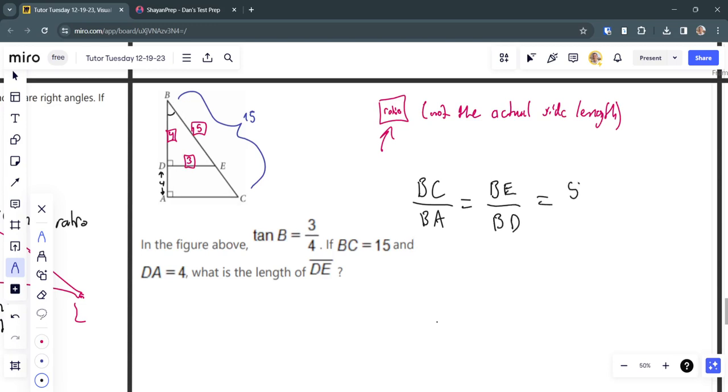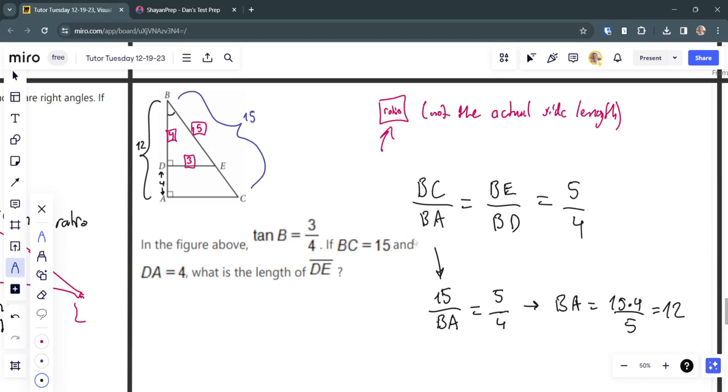And we know that that's equal to 5 over 4. We also know that BC is equal to 15, so we can say 15 over BA is equal to 5 over 4. And then if you just cross multiply here, we get that BA is equal to 15 times 4 over 5. That's 60 over 5, which is equal to 12. So BA, the whole thing, is equal to 12. If DA is 4, that makes BD equal to 8.